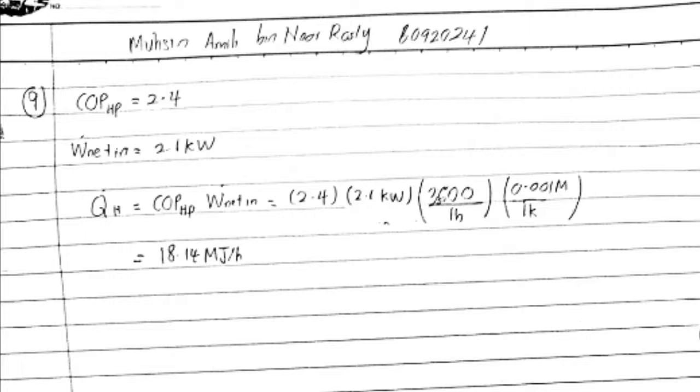By applying the definition of heat pump coefficient of performance to this heat pump, we get QH equal to COP heat pump times W net in. So we can substitute the values in the question. So we get 2.4 times 2.1 kilowatt. Since the answer is in megajoule per hour, we have to change to the hour. So we times 3600 over 1 hour times 0.001 mega over 1 kilo. So we get the final answer is 18.14 megajoule per hour.